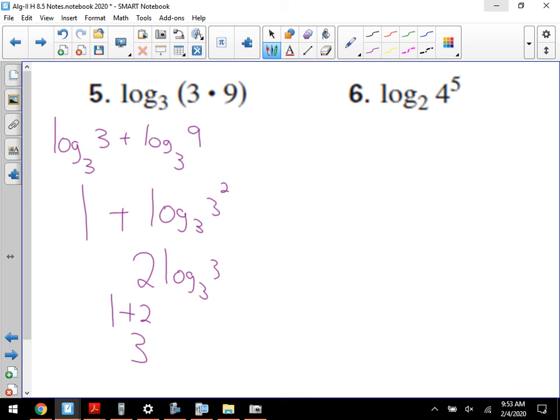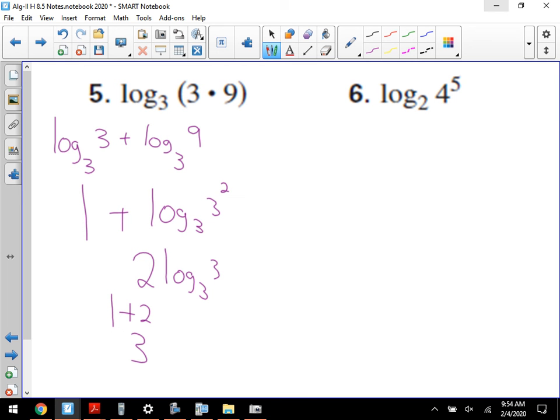Now, the answer is 3. Now, what's 3 times 9? 27. 27 is 3 to what power? 3. What's log base 3 of 3 to the 3rd? 3. You already knew how to do this. You just didn't realize there were properties from it that could break them apart.